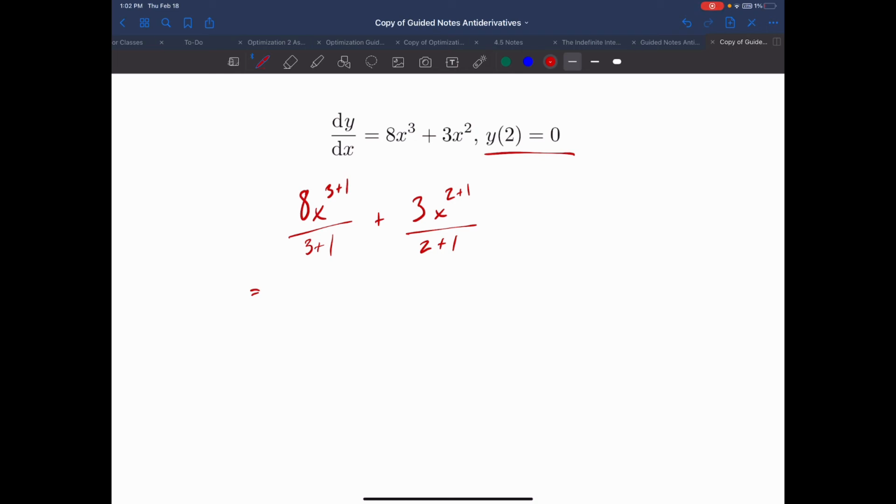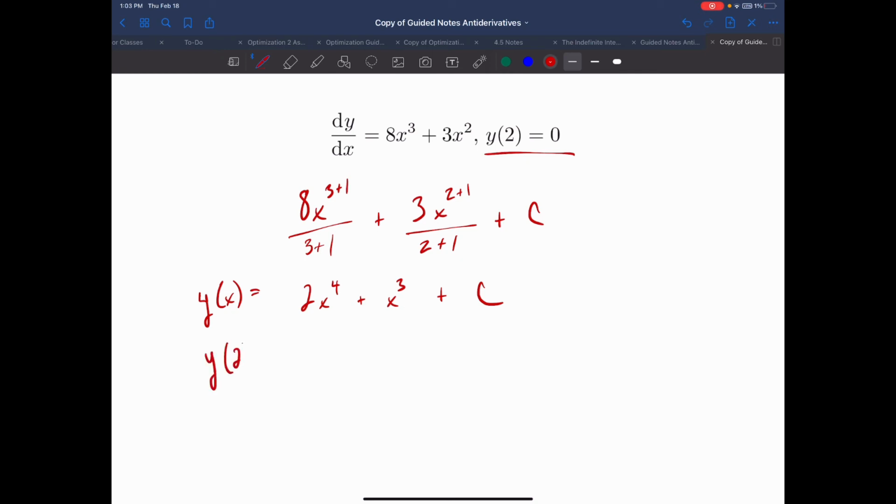we're going to get 2x to the 4th plus x to the 3rd, and have our c. Okay, so this represents y, and let's call it y of x. It's kind of weird, but it's just what it is. And then we're going to plug in y of 2.